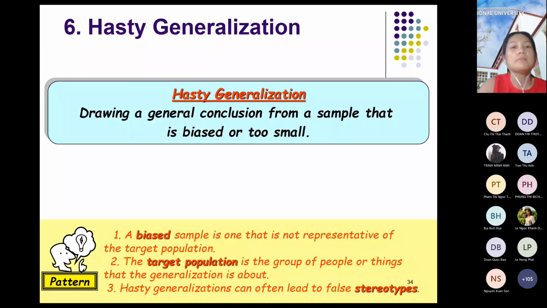Okay. Now, number 6 already, the name of the fallacy is hasty generalization. Oh, we're very familiar with it, isn't it? There is a name of an argument that has this kind of similarity in the name. In this case, the hasty generalization fallacy happens when we draw a quite general conclusion from a sample that is biased or too small.